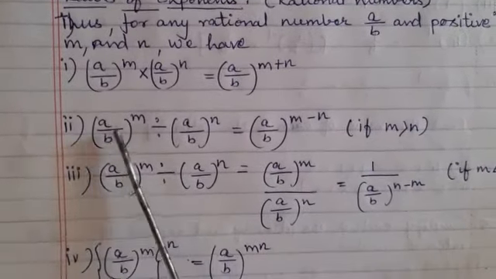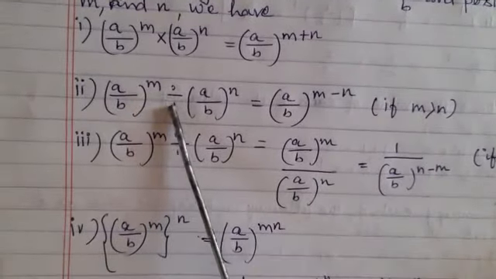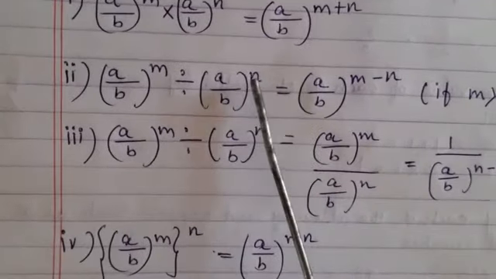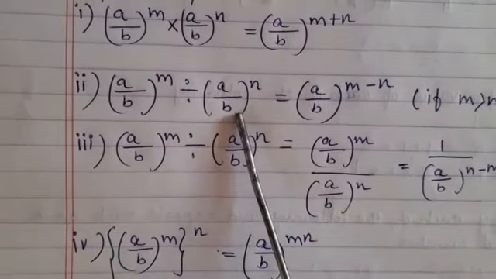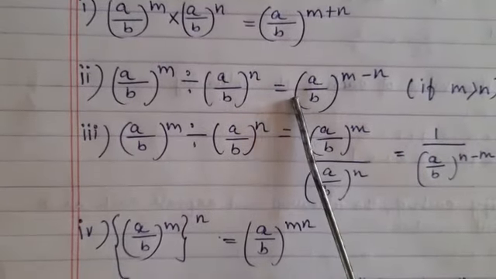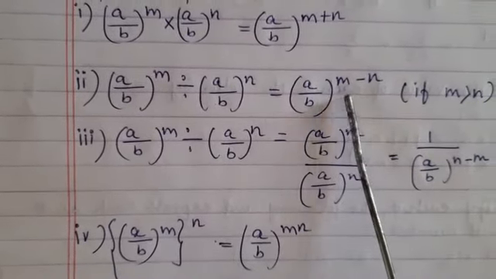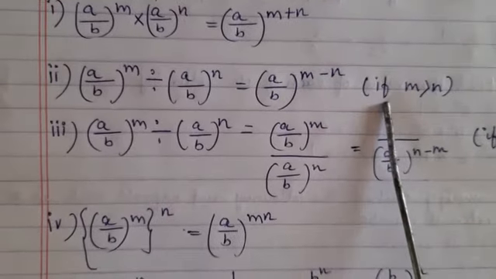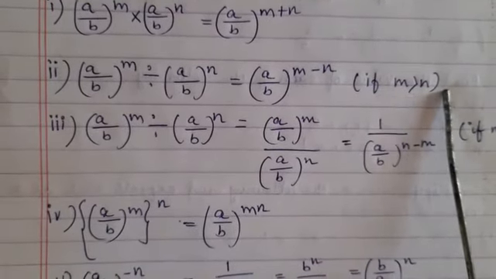Number 2: (a by b) the whole power m divided by (a by b) the whole power n. Here the base is the same, and it is in division, so we have to subtract the powers, which is equal to (a by b) the whole power m minus n. The condition is m is greater than n.